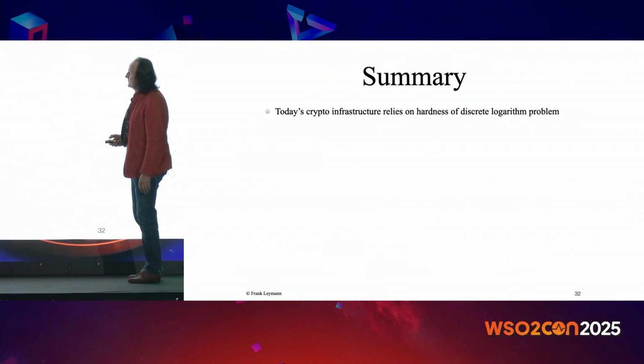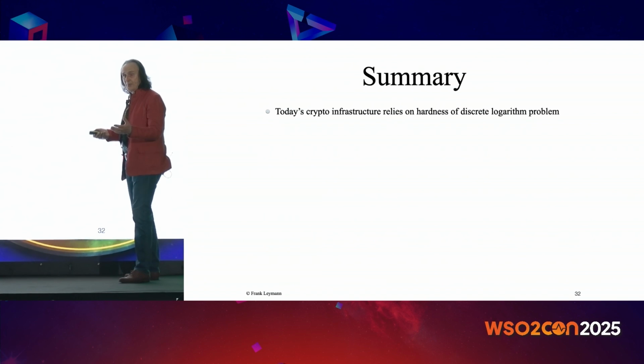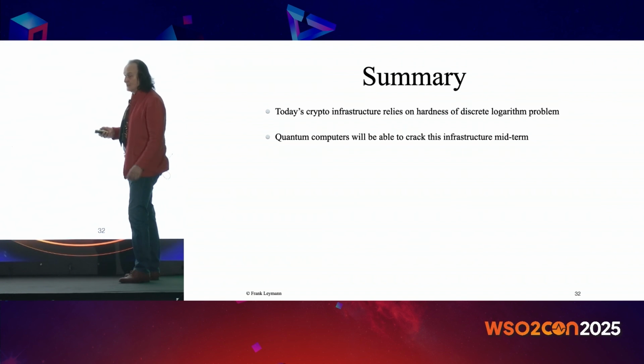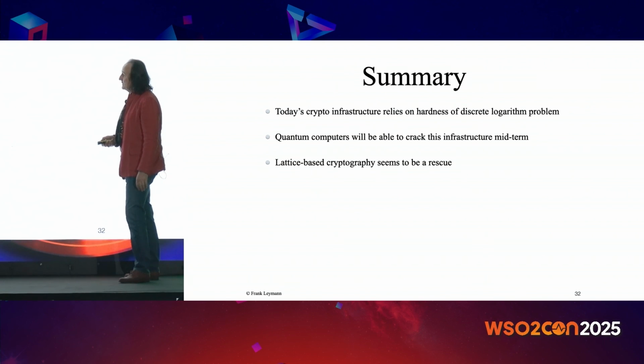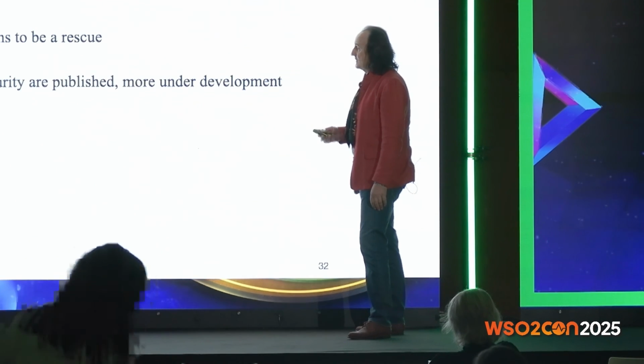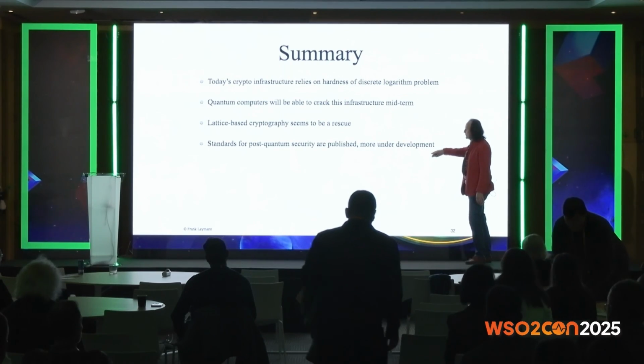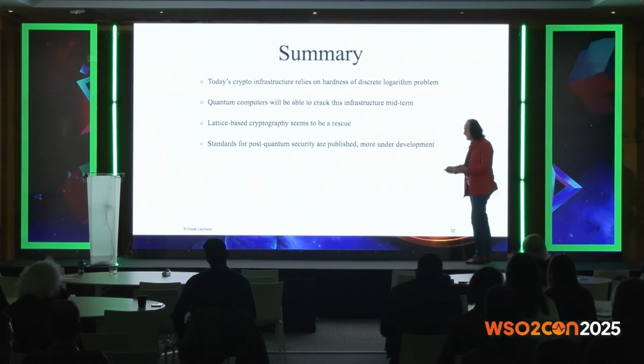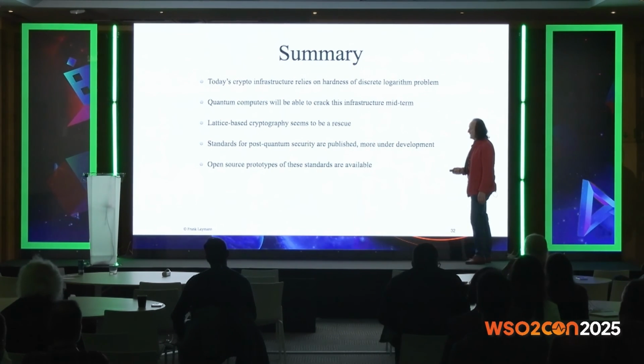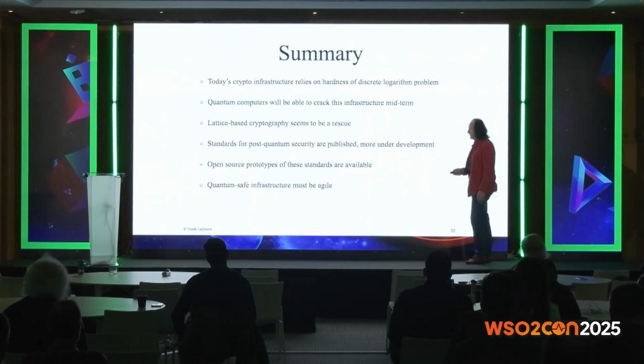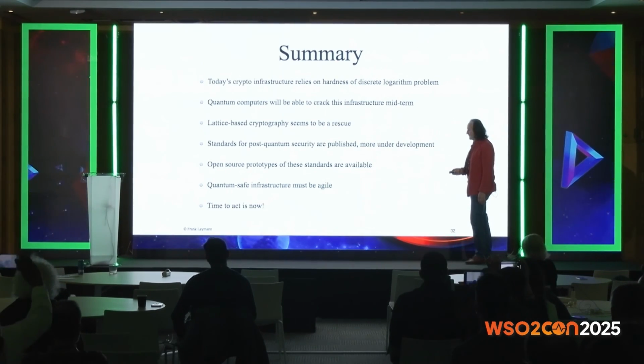To summarize, I try to make you nervous. Remember, the crypto infrastructure as of today is based on the hardness of a certain mathematical problem, the discrete logarithm. Quantum computers at some time in the future, midterm, long term, will crack these secrets. Lattice-based cryptography seems to be the rescue. Standards are already published, more are under ongoing development. Open software is available that implements these standards. Quantum-safe infrastructure must be agile, and it's time to act now.